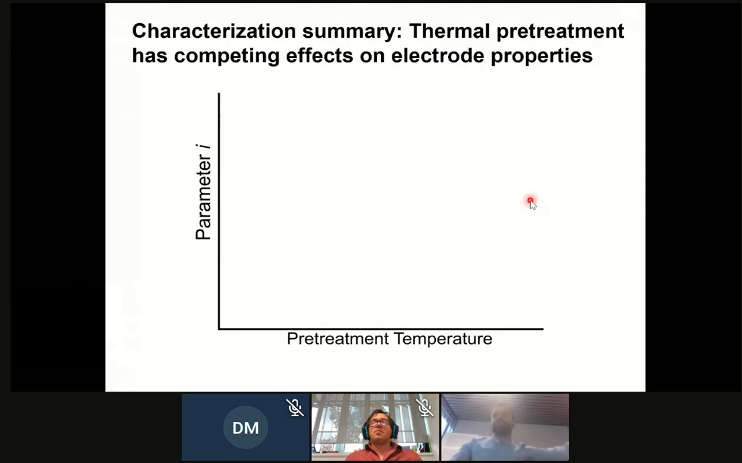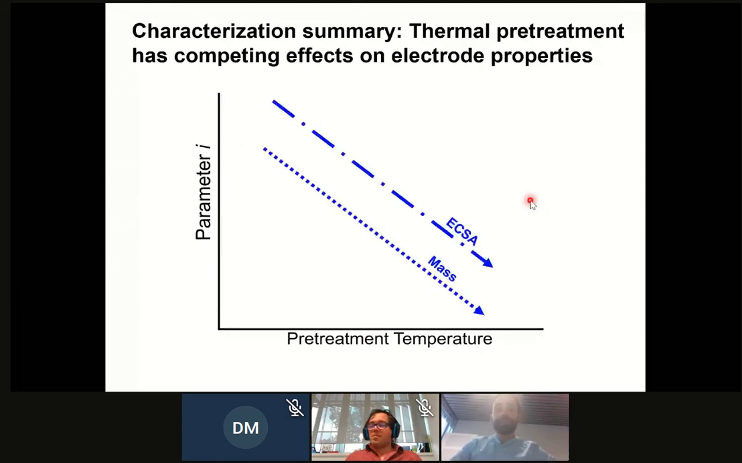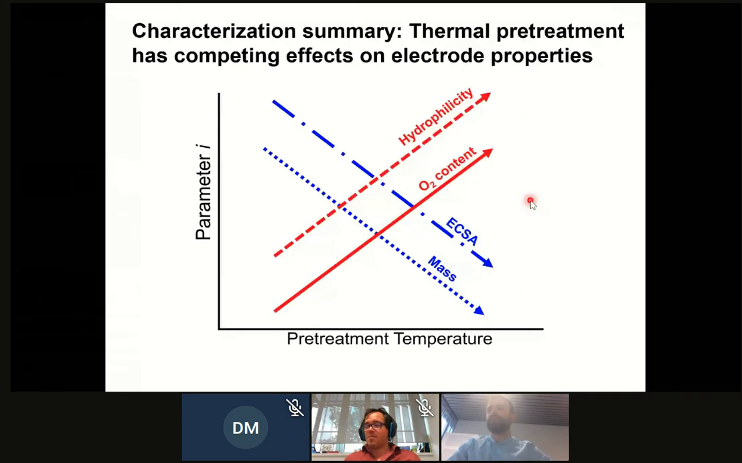So far, what have we learned? So we've learned that if you increase the temperature, your mass goes down, your surface area goes down, your oxygen content goes up, and your hydrophilicity goes up. Okay, but what happens with the performance?